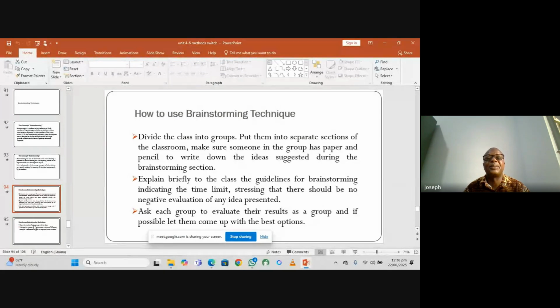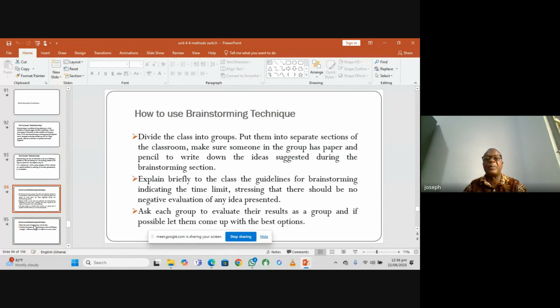How to use brainstorming? Divide the class into groups. If you want the group to come out with their responses group by group, or as the whole class, put them into separate sections of the classroom. Make sure someone in the group has paper and pencil or whatever to write down the ideas from that particular group. Explain briefly to the class the guidelines for brainstorming, indicating the time limit.